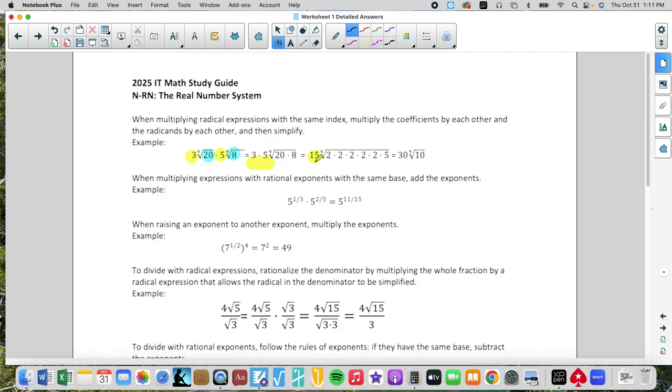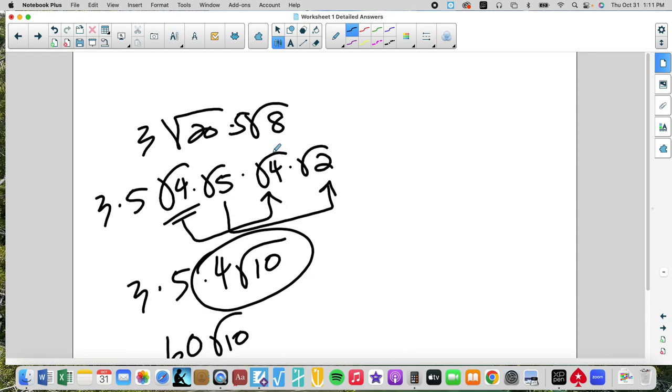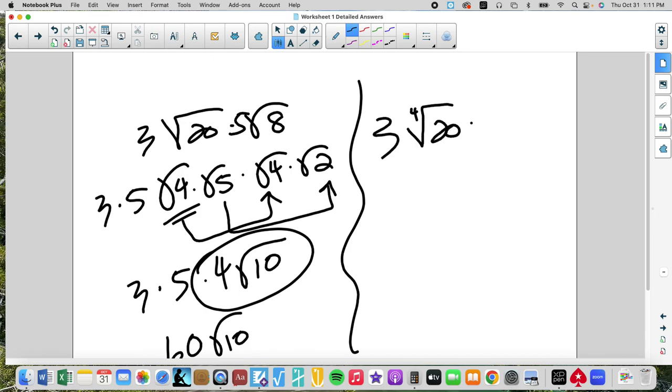Yeah, 3 and 5. Oh, it's to the 4th root. Sorry, that was square root. We can do the 4th root, so I made a mistake there. Let's make this the 4th root of 20 and 5, and the 4th root of 8.